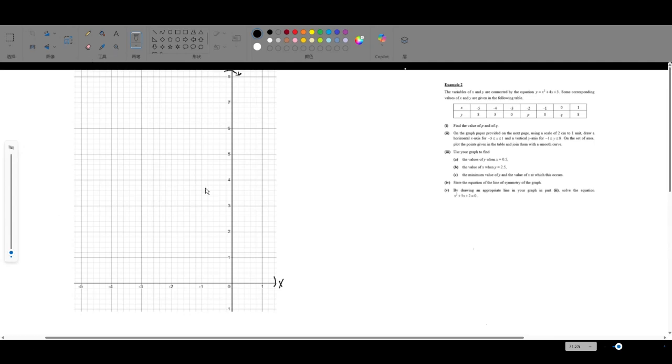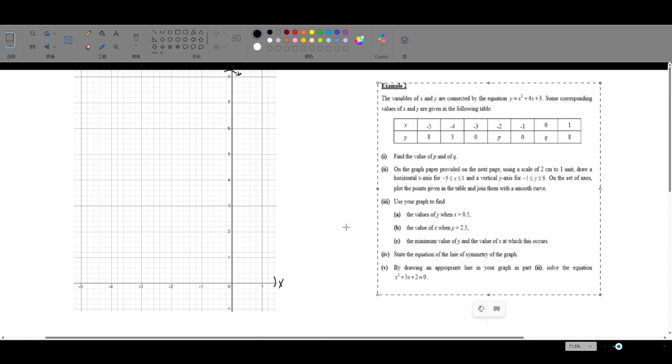Okay, so this second section, which I don't want to waste time on. Anyways, take a look at this question, example 2, which is from your OneNote.